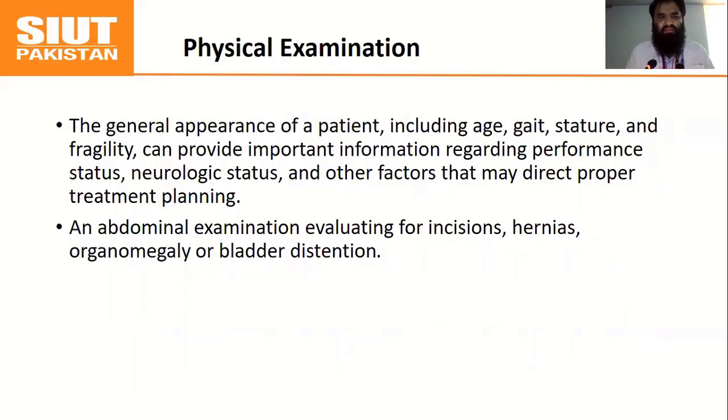Physical examination starts with the general appearance of the patient, including age, gait, stature, and frailty, and it can provide important information regarding performance status, neurological status, and other factors that may direct proper treatment planning. Abdominal examination is done for incision, hernia, organomegaly, or bladder distension.